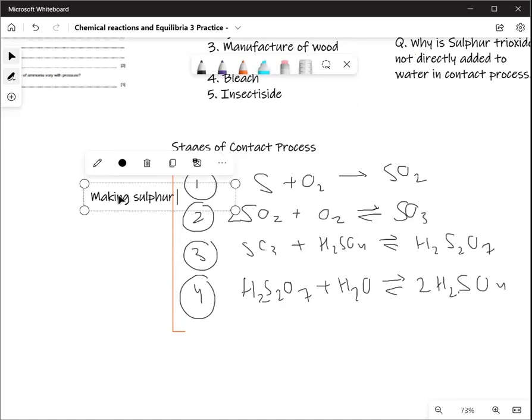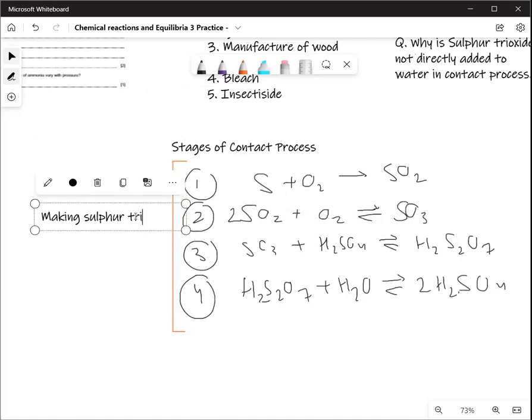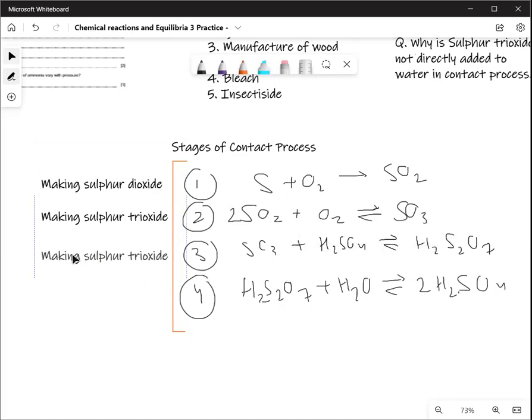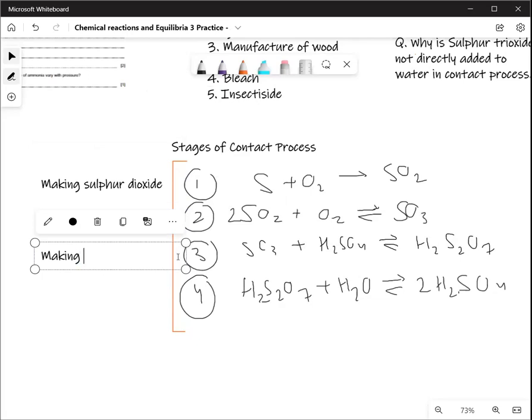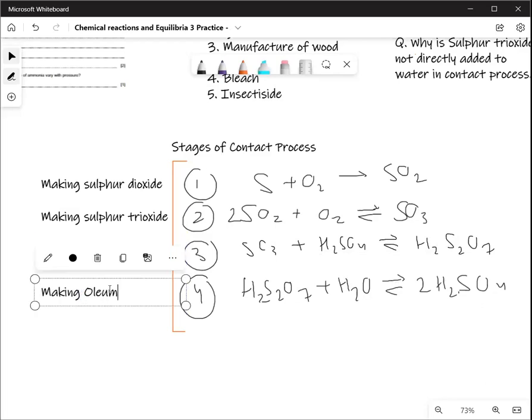What are the uses of sulfur dioxide? Tell me. Uses of sulfur dioxide. Sulfur dioxide, it is used to make bleach, to make insecticides, and wood manufacture, and then for preservation, it kills the bacteria, microbes, and fungi.